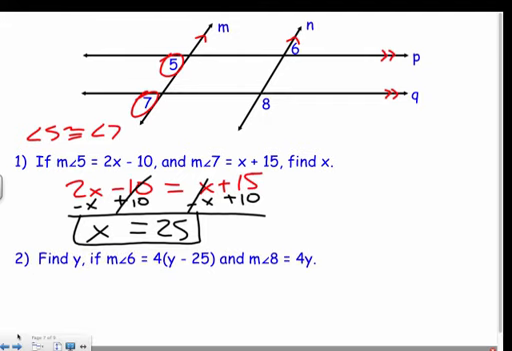Let's do one more here. Find y. Measure of 6 is 4y, and measure of 8 is 4 times y minus 25. Well, I don't have anything for 6 and 8. So there are a lot of things I can do here. I need to move some stuff around though.